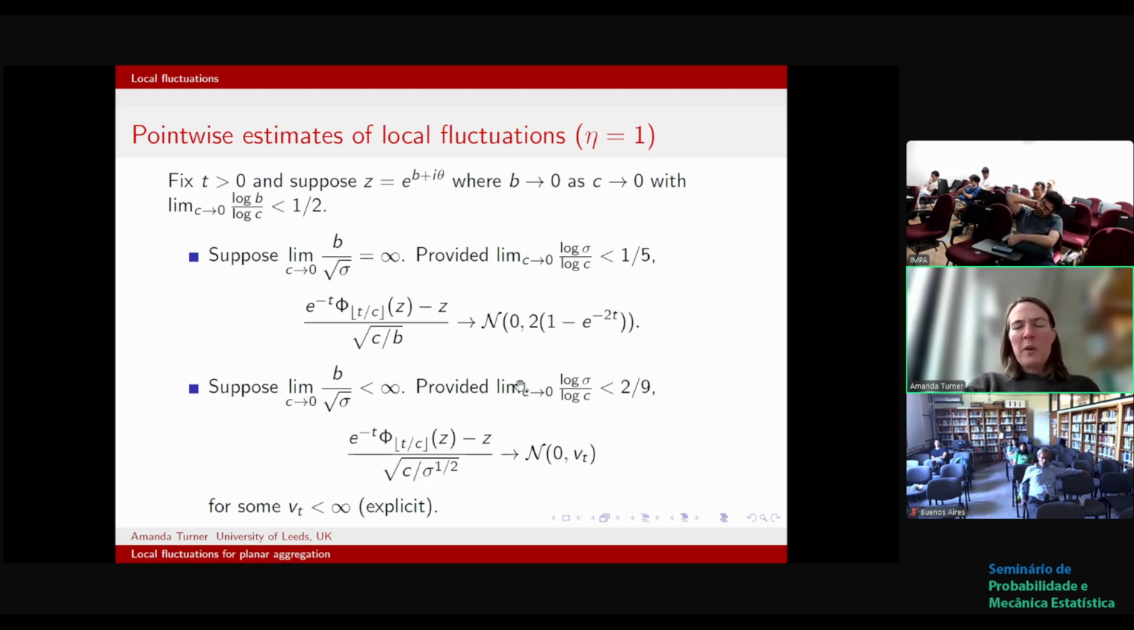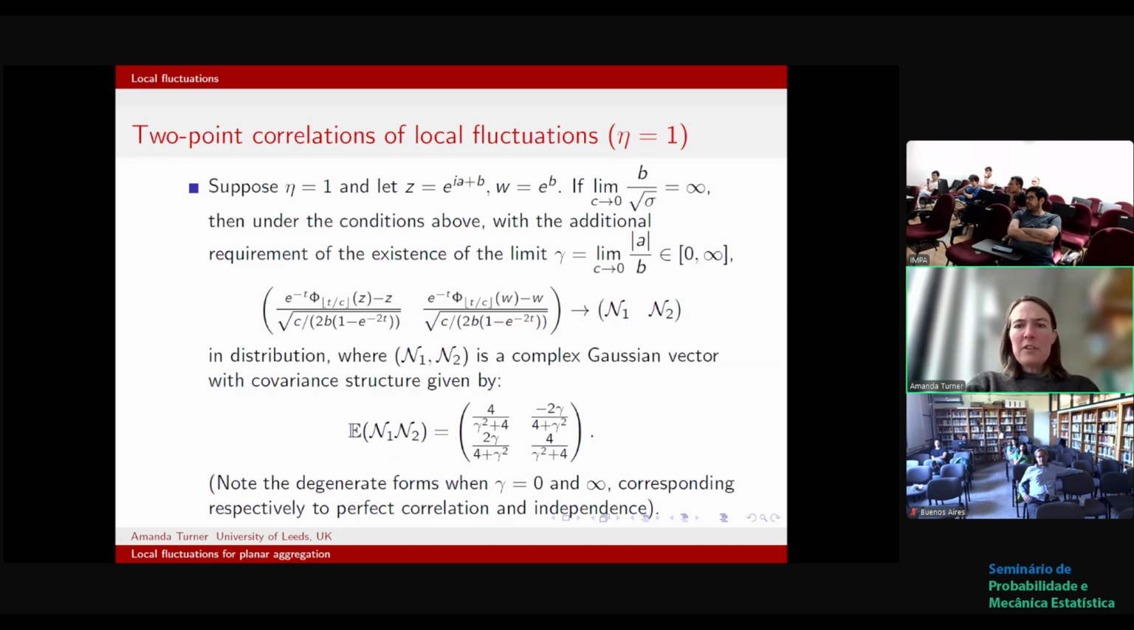And so we really didn't expect to see these 2 different kinds of behavior depending on how close we scaled in our local fluctuations. But once again, we can look at the 2-point correlation functions, and now something looks different to before, because before the real and imaginary parts were uncorrelated. Now we do get correlations between the real and imaginary parts.